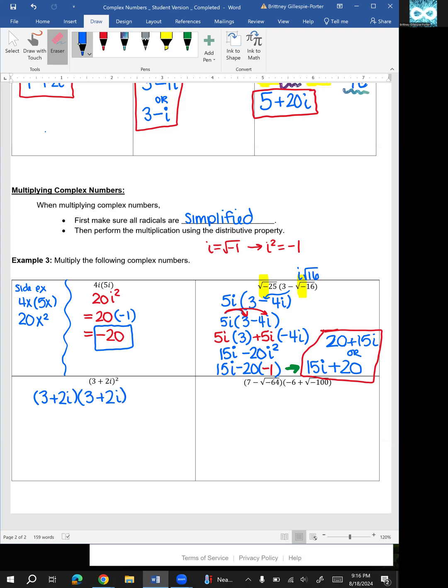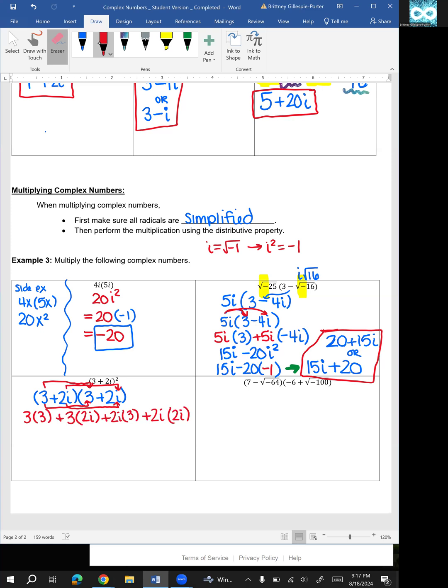We have a binomial times a binomial, or 2 terms times 2 terms, which means we're going to FOIL it out. We're going to take first times first. So we're going to have 3 times 3 plus, and then outer. So 3 times our 2i. And then we need to do the inner, which will be 2i times 3. And then last. So 2i times 2i.